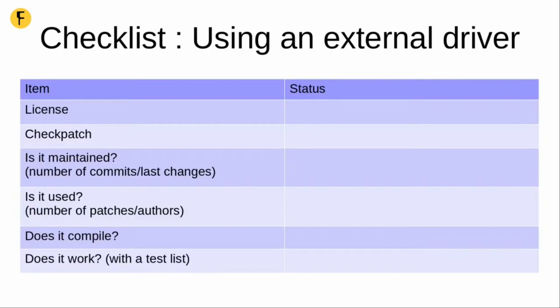Then the third question, is the driver maintained? Here we can use a few things to find out. We can look for the number of commits and where the last change was made. Is it used? We can find traces of the driver being used by different people, but we can also look at the number of patches to the driver and the number of authors. More authors usually means that there are more people using this driver, right?